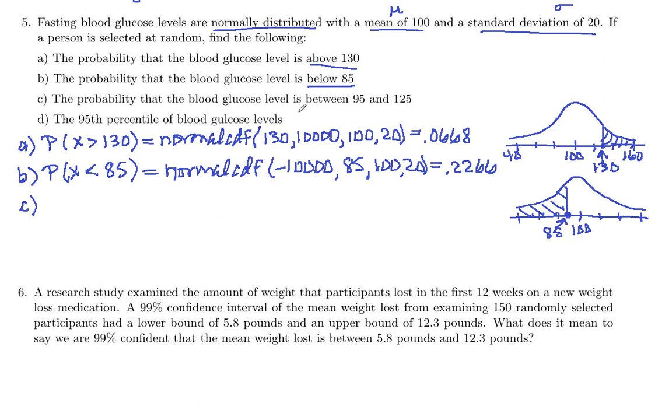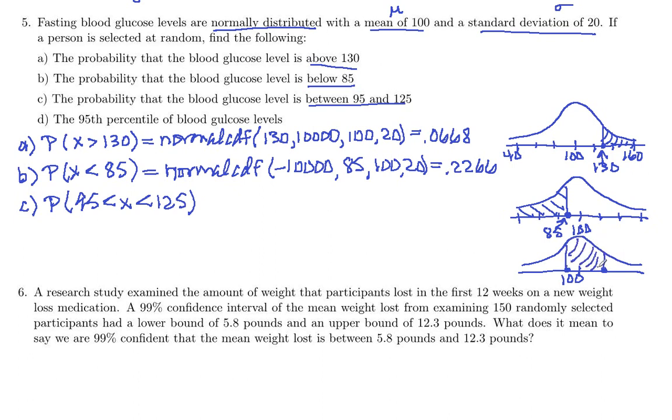Part C, between 95 and 125. So this will be 95 is less than X is less than 125. So that picture is going to look like this. Got 100 in the middle. 95 would be about right here. 125 would be about up here. And we want between, so we want that area right there. So our lower cutoff 95, upper 125.